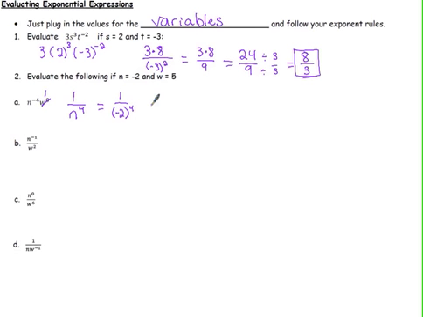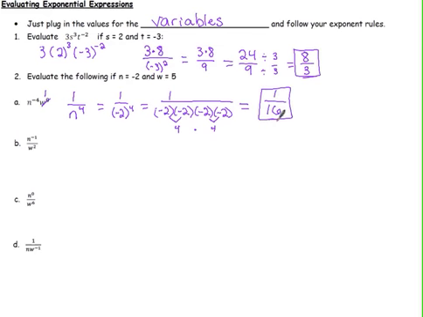So what does that actually mean? Something raised to the 4th power. What am I doing? I'm multiplying it that many times. So I can really just rewrite this as a negative 2 times a negative 2 times another negative 2 and yet one more negative 2. Well, negative 2 times negative 2 is a positive 4. 4 times 4 is 16. So my answer here is 1 over 16.